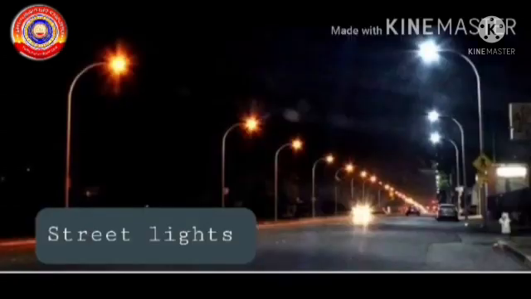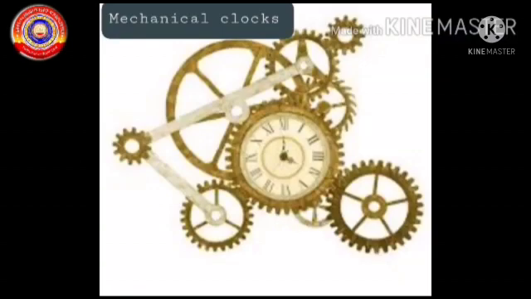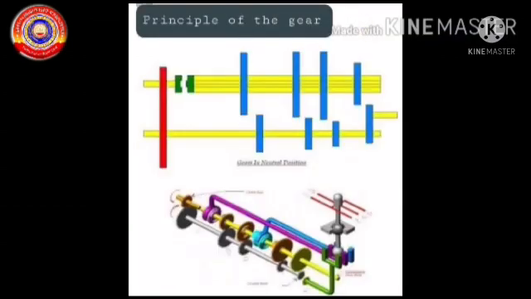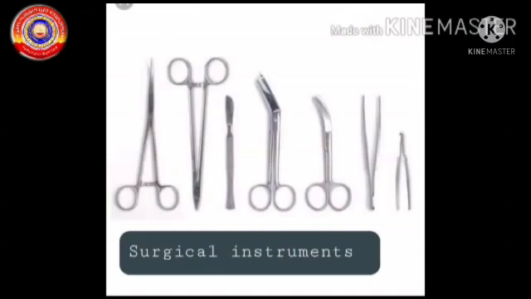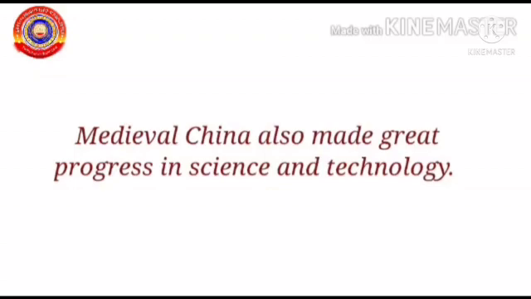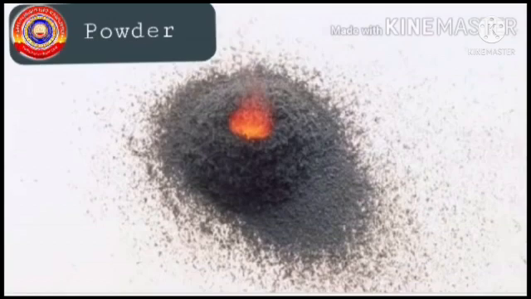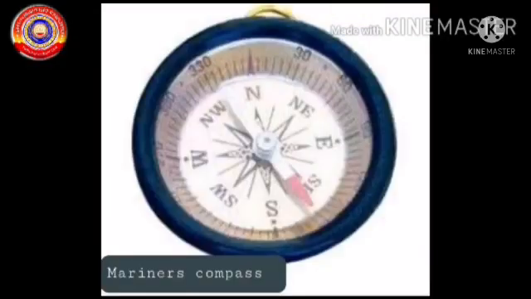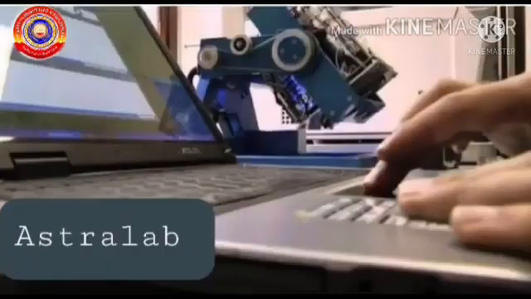Second one, streetlights of the cities. Third one, mechanical clocks. Fourth one, principle of the gear. Fifth one, surgical instruments. And last one, algebra, alchemy and trigonometry. Medieval China also made great progress in science and technology. Gunpowder, seismograph, mariner's compass, printing, and astrolabe used by astronomers and navigators are the contributions of medieval China.